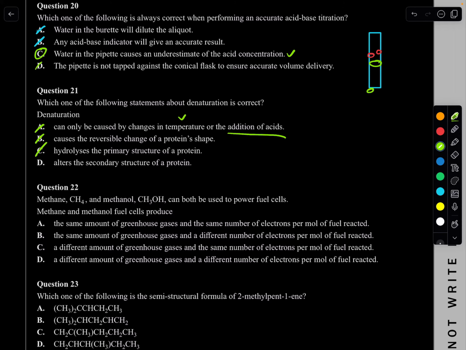D, alters the secondary structure of a protein. Like we said, yes, it does. It actually alters the secondary, tertiary, and quaternary structure.